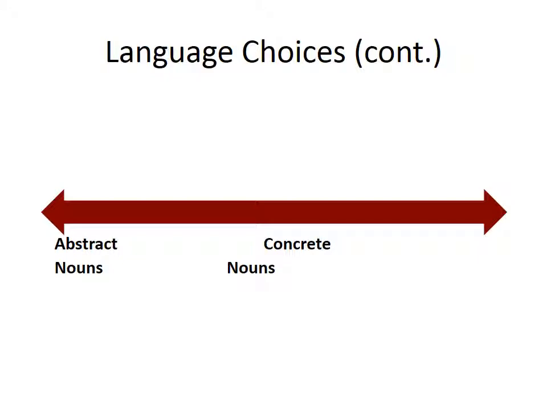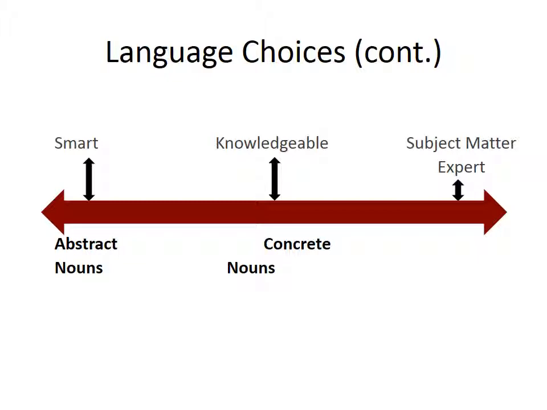The word I like to use is smart. How many of us know a really dumb, smart person? You might be better off calling them knowledgeable. Maybe they have a lot of knowledge in a particular topic. But it's the subject matter expert that really hits that concrete meaning. You absolutely know that this person is a subject matter expert in a specific subject.